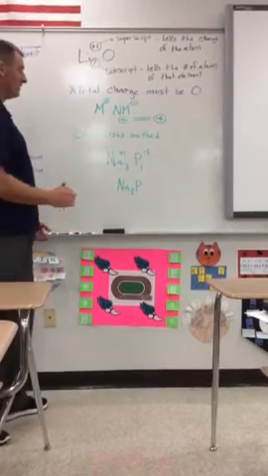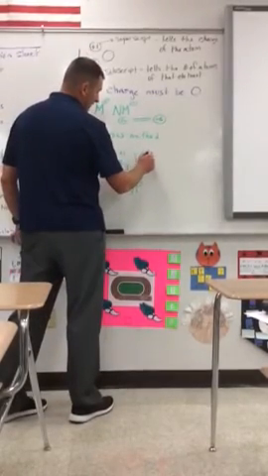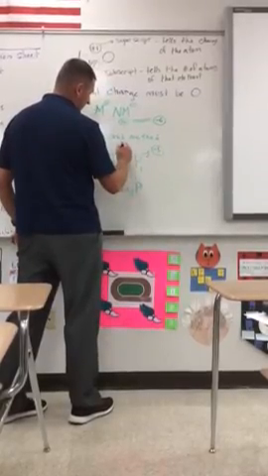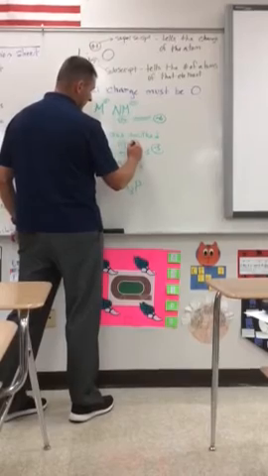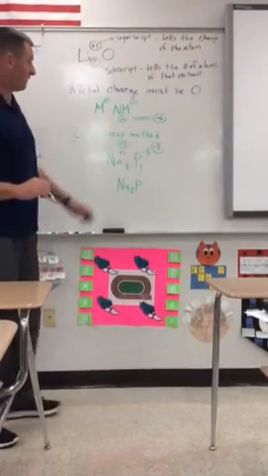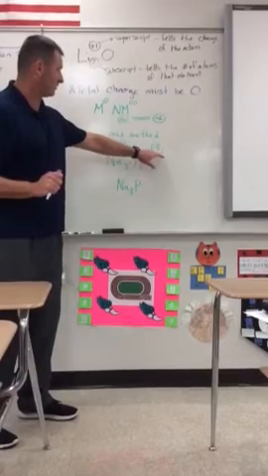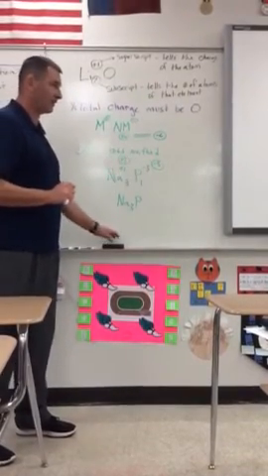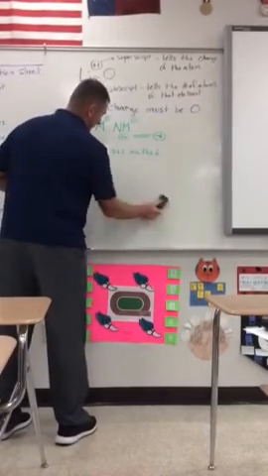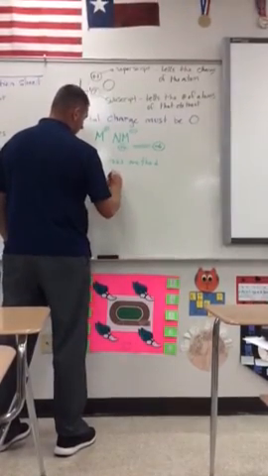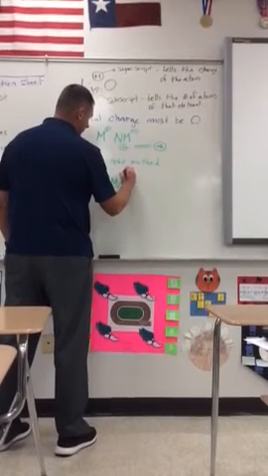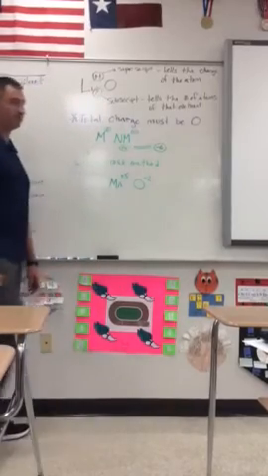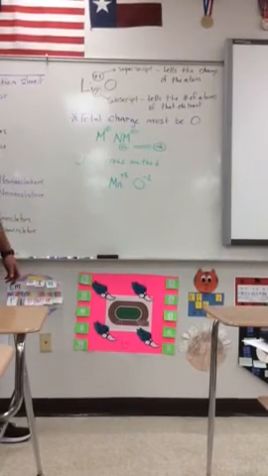You can check yourself by taking 1 times -3 gives me what? -3. 3 times +1 gives me what? +3. Do they cancel out? Yes. So by taking the subscript times the superscript, you get the total charge of that side, if it's the negative side or the positive side of the compound. All right, so let's do another one, a little bit harder one here. What if I have manganese +5 and oxygen -2? How would I do that?